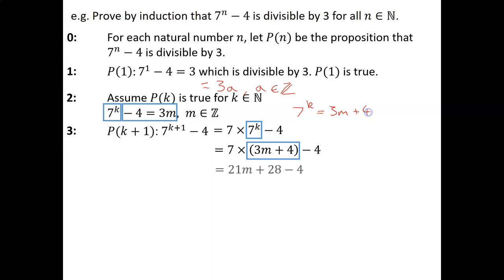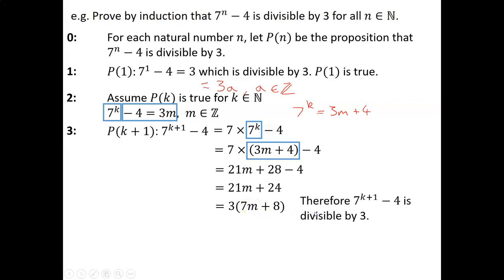Now I can expand the brackets and simplify. I'm trying to find whether it's equal to 3 times an integer, so I factorise the 3 out, and I know that m is an integer, and so 7m plus 8 must be an integer. Therefore, 7 to the power of k plus 1 minus 4 is divisible by 3.